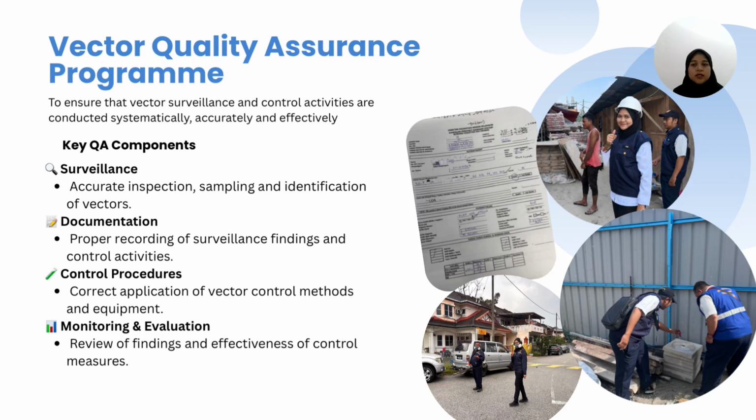The next component of my practical exposure was the vector quality assurance program. Quality assurance is important to ensure that vector surveillance and control activities are carried out systematically and effectively. Throughout my practical exposure, I observed that accurate surveillance, proper documentation, correct control procedures, and continuous monitoring are important components of quality assurance.